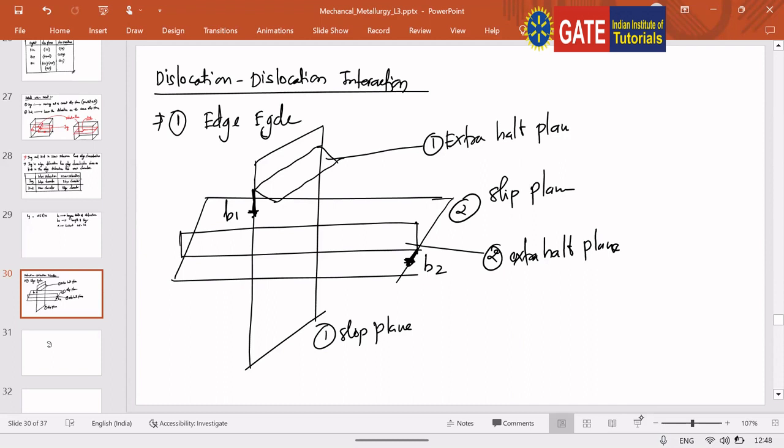Somewhere they will interact with each other, and that is what we are trying to understand. Two Burgers vectors, one is downward, one is horizontal, means they are perpendicular to each other. So edge-edge interaction when B1 is perpendicular to B2. What will happen as a result of this? That is what we are going to study now. So draw this figure and I'll explain what will happen in the next slide.